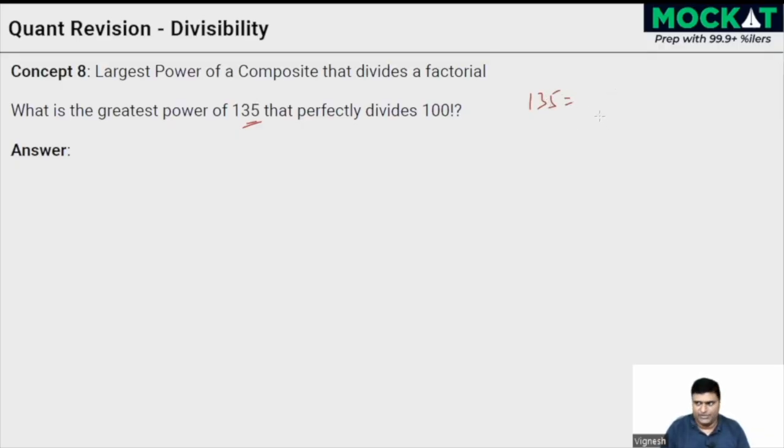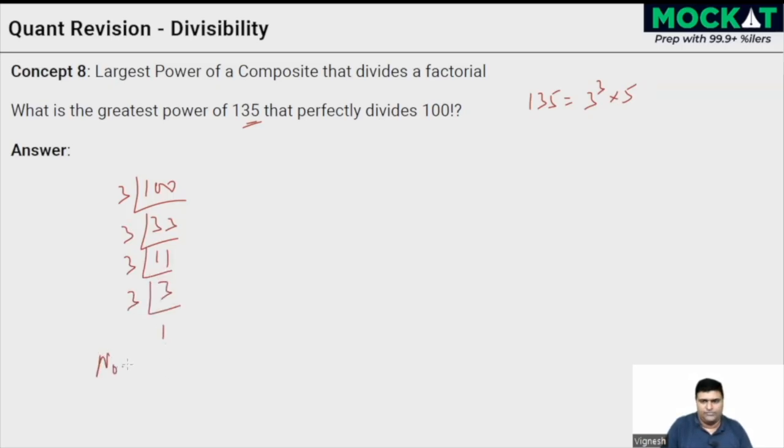Prime factorize first. 135 is 5 into 27, that is 3 cube into 5. So for 100 factorial, find out the number of 3's over there. How do I find the number of 3's? Successively divide once again: 33, 11, 3, 1. The number of 3's is 33 plus 11 plus 3 plus 1, 48.